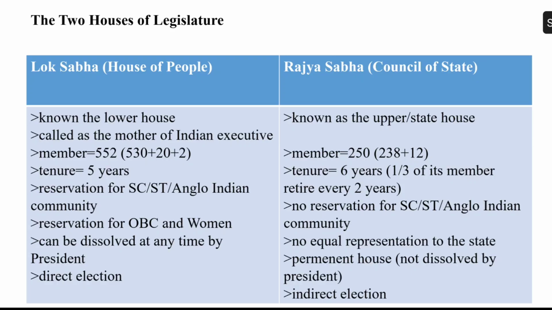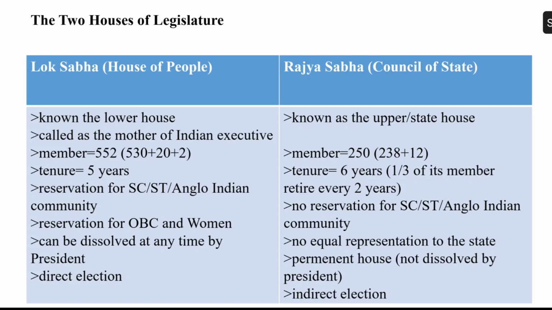Now let's discuss the two houses of legislature, namely Lok Sabha and Rajya Sabha. Lok Sabha, the House of the People, known as the lower house, is called the mother of the Indian executive. It has 552 members, out of which 530 are members of states, 20 are members of union territories, and 2 are members of the Anglo-Indian community. The tenure is 5 years. It has reservation for SC/ST, Anglo-Indian community. It has reservation for OBC and women. It can be dissolved at any time by the president.